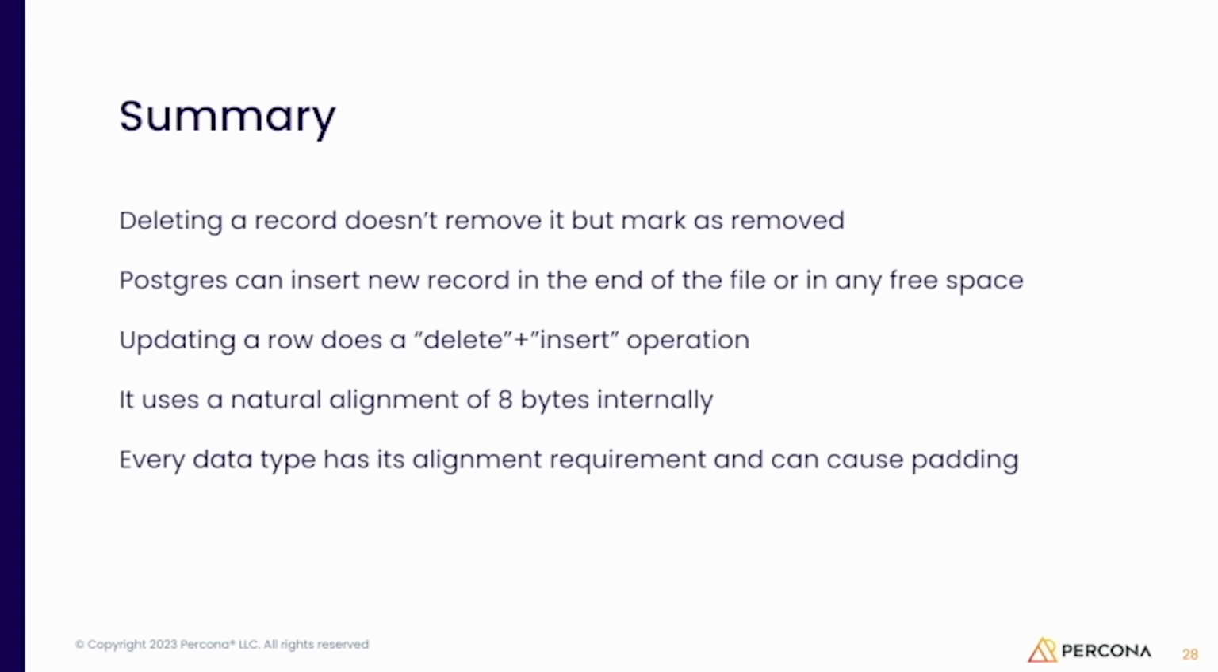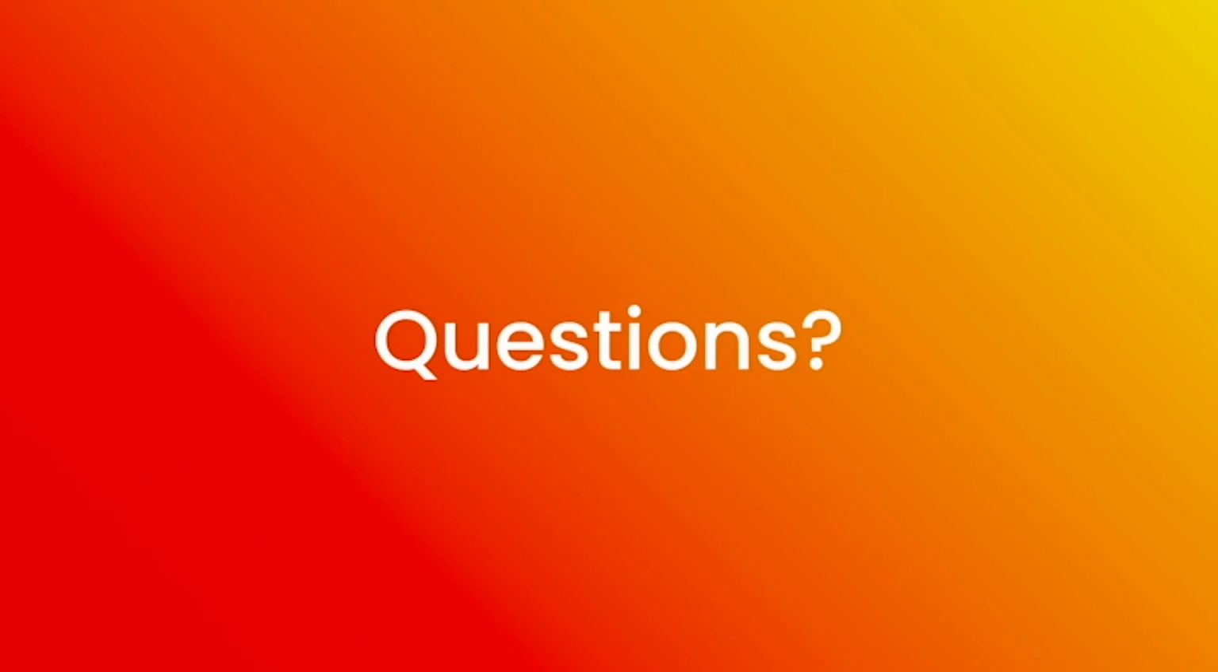Deleting row records and updating will not change in place, so delete will not remove, it will mark as removed. Update is not a change in place, we'll do a delete and an insert. So it's two operations, right? It uses the natural alignment of 8 bytes internally, and we saw how problematic that can be if we do not properly organize the tables. And every type has its own alignment and can cause different patterns.